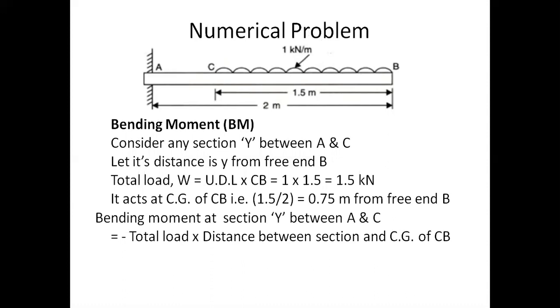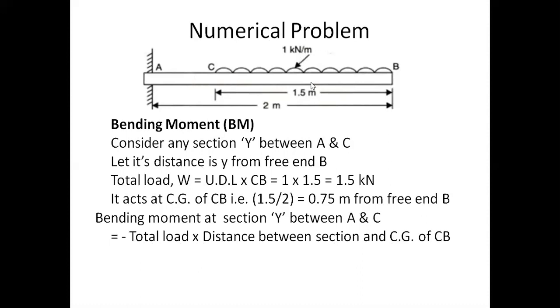So now I want to find out the bending moment at any section Y between A and C. How do we find it? It's the total load into the distance between the section and the CG of CB. Suppose this is the center of gravity of CB and this is the section. From this section to this CG is the distance, and the distance into the total load, that is 1.5, will be the bending moment on this section.